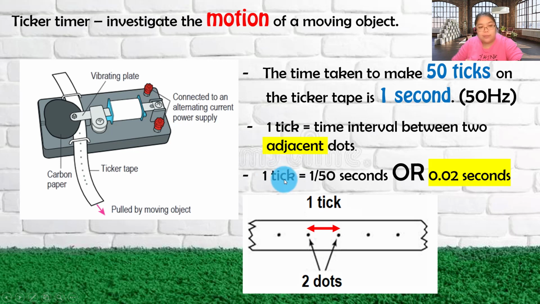How do we count the time taken? You just take 1 over 50. Then you get the answer 0.02 second. It means from 1 dot to another dot, it takes 0.02 second. Okay, remember this one is a characteristic of the ticker timer.